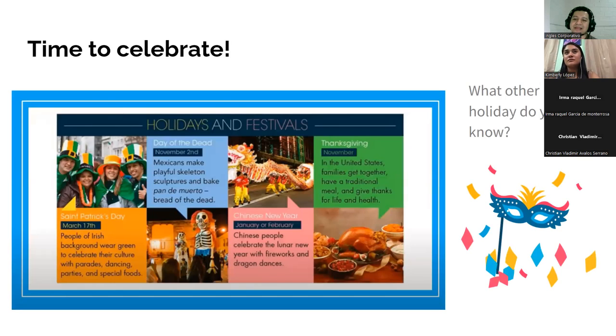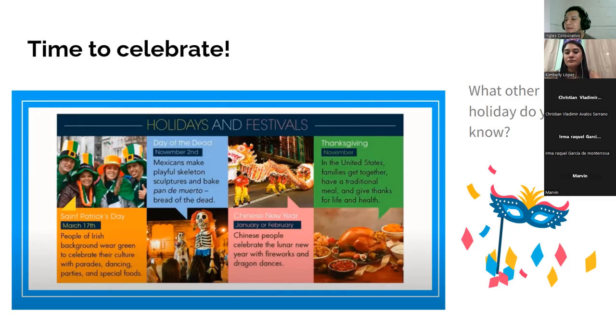And it says here, Saint Patrick's Day. Do you know Saint Patrick's Day? Día de San Patricio. Do you know where that is celebrated? That is March 17th. Día de San Patricio in Ireland, right? In Ireland, St. Patrick's Day. Also in United States and some places here in El Salvador celebrated, but I don't know which ones. It says people of Irish background wear green to celebrate their culture with parades, dancing, parties, and special food. So it's about a cultural thing.